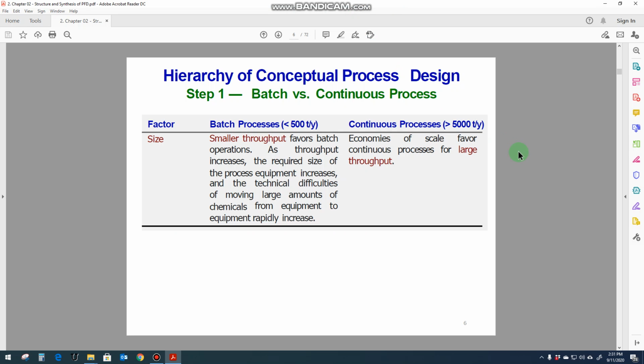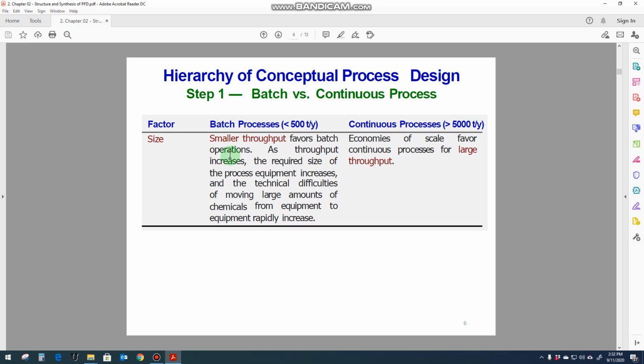Now let us see what the factors are that we need to consider for deciding between the batch or the continuous processes. The first factor that we have to see here is the size. The batch processes are more favorable if the production is less than 500 tons per year. However, continuous processes are favorable if the production is greater than 5,000 tons per year.